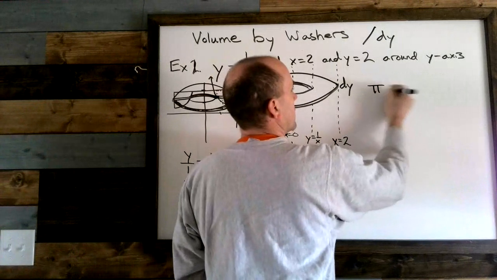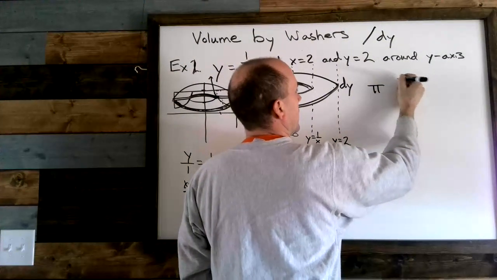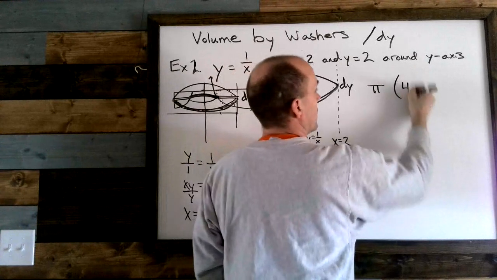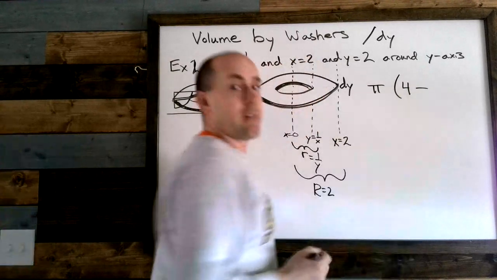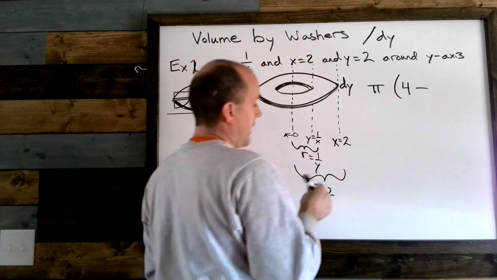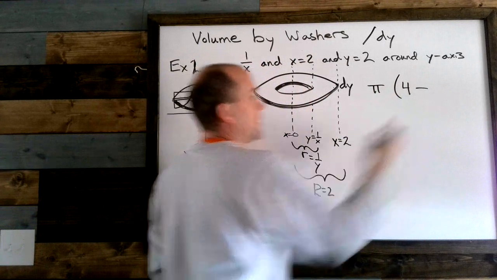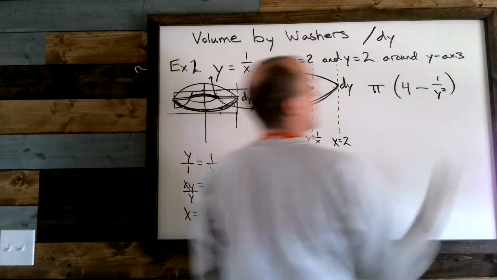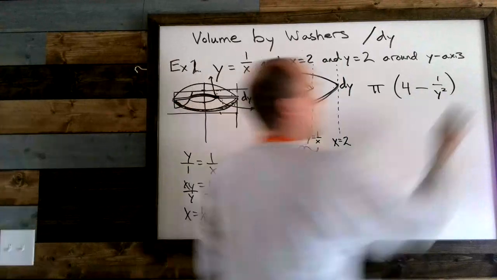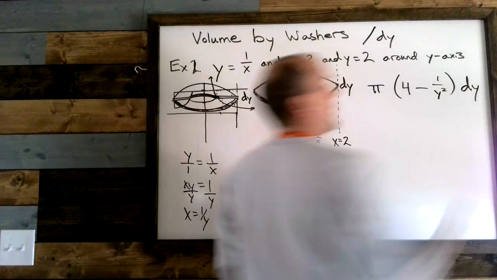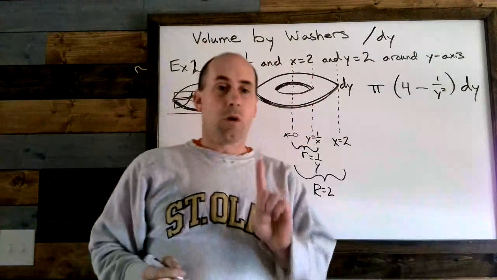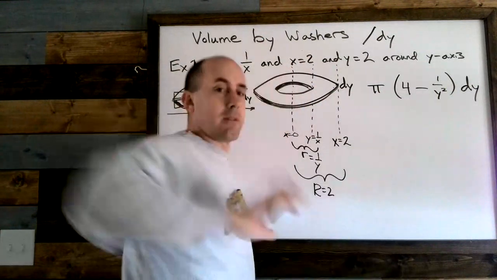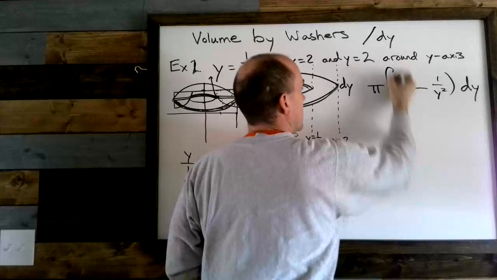Pi times big R squared, which is 4, minus little r squared, and little r squared is going to be 1 over y squared, dy. Now, we don't just want one of those, we want an infinite number of those, so we slap on an integral.